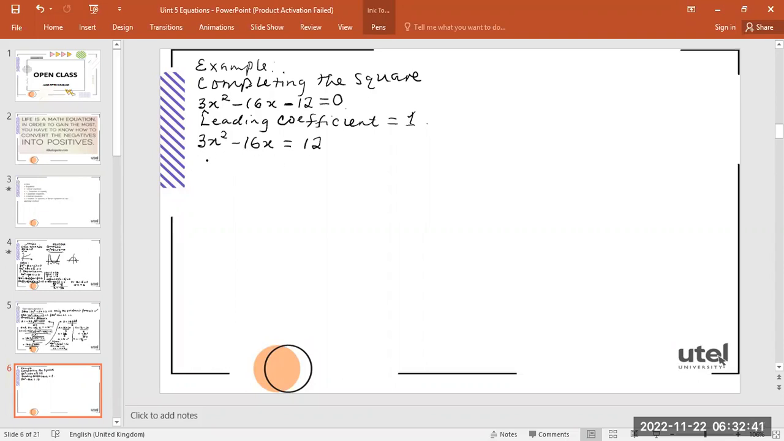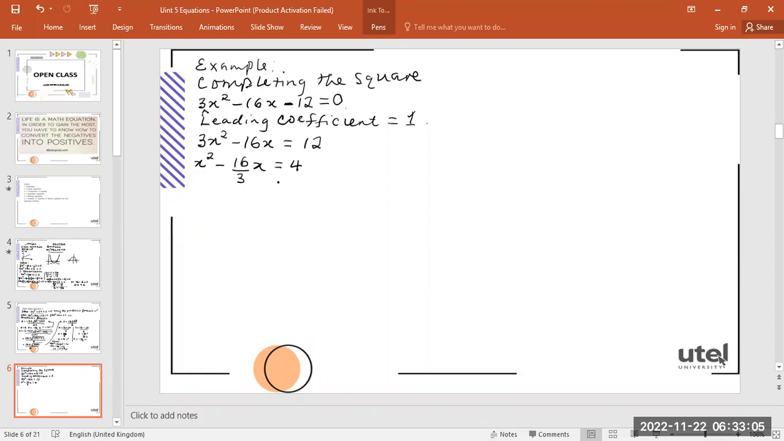So if we divide this by 3, it then means we'll be left with x squared here minus 16 divided by 3 x is equal to 12 divided by 3. That gives us a 4.